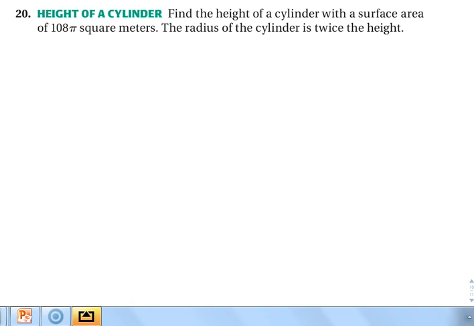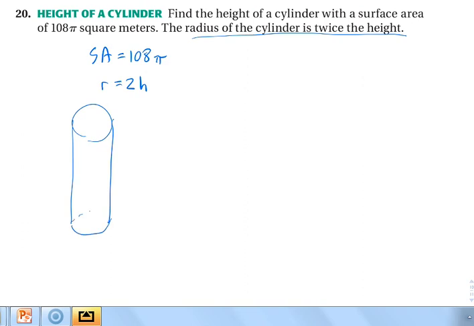Okay, so find the height of a cylinder with a surface area of 108 pi. So we know the surface area is 108 pi. It says the radius of the cylinder is twice the height, so we know that the radius is equal to 2h. So I'm going to go over here and draw my cylinder. Okay, so I got a radius and a height. Well, I'm just going to go at it.